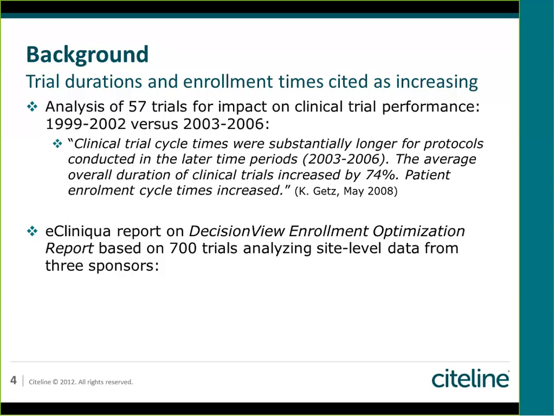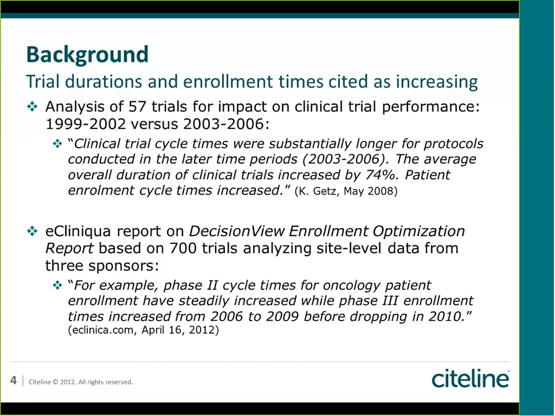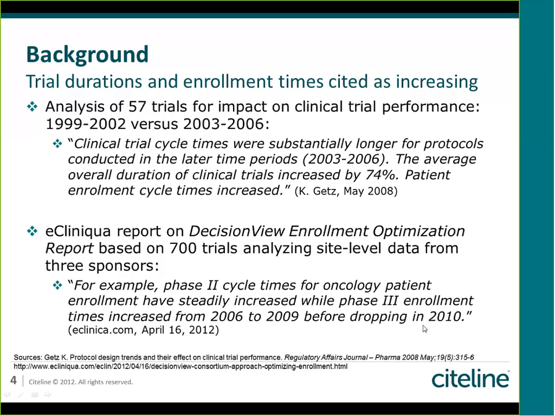More recently, eClinica.com reported on the Decision Review Enrollment Optimization Report that was based on 700 trials that analyzed site-level data from 3 participating sponsors. And related to oncology trials, they found that Phase 2 cycle times for oncology patient enrollment steadily increased, while Phase 3 enrollment times increased from 2006 to 2009 before taking a drop in 2010.